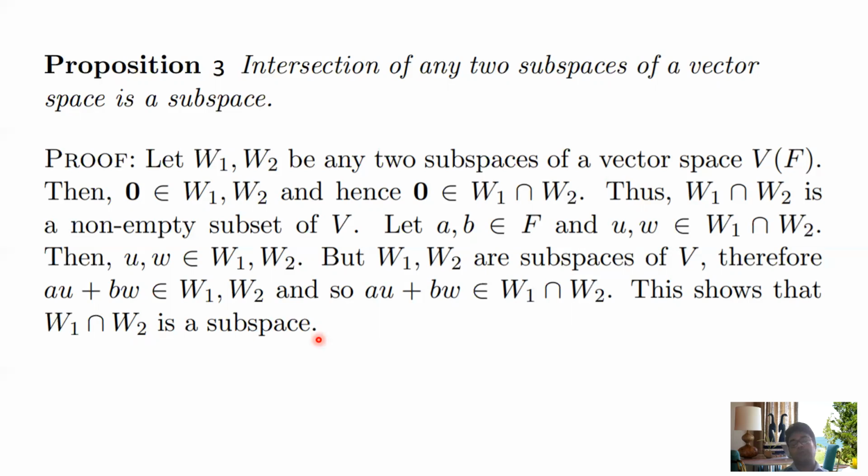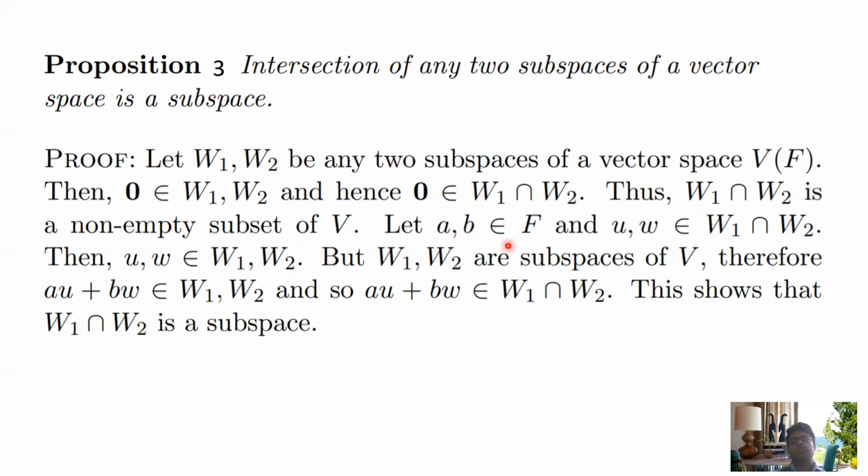Okay, so this is also a very important part, very easy. First you have to prove that it is null, that it is non-empty, then prove the rest. I repeat once again: let W1, W2 be any two subspaces of a vector space V over F. Then the null vector belongs to W1 and W2 because they are subspaces, so automatically this 0 null vector belongs to both, and hence 0 belongs to W1 intersection W2. So if the null vector belongs to W1 and W2, the same null vector must belong to W1 intersection W2. That's why W1 intersection W2 is a non-empty subset of V.